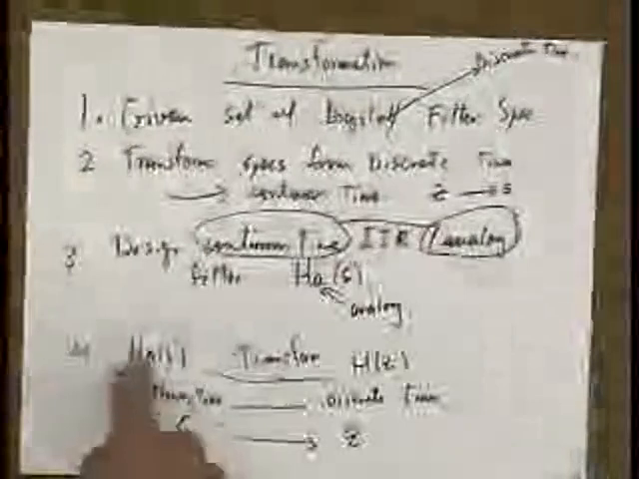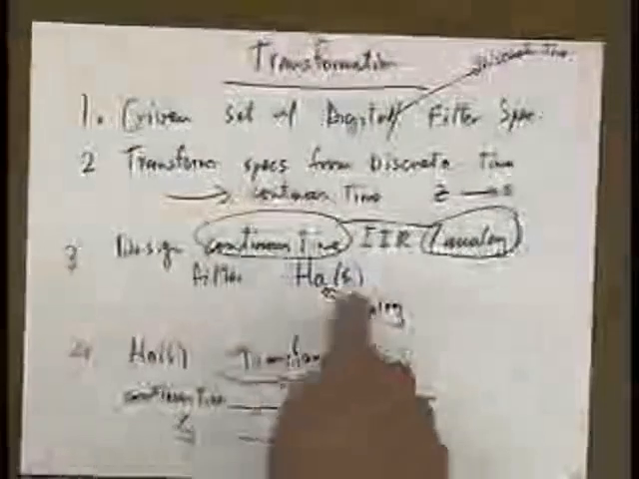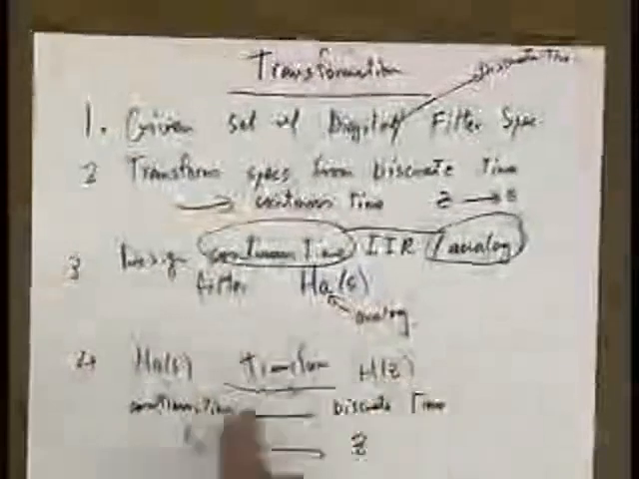You design the continuous time IIR filter, H sub A of S, which is the analog filter, and then you transform it back to the discrete time to get H of Z. Then we talked about a variety of continuous time filters: Butterworth, Chebyshev, and elliptic. And then we talked about desirable properties.